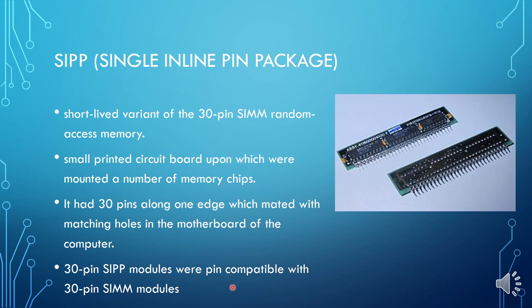This is SIPP. You can see there are also a number of pins on SIPP, single inline pin package, and the previous was dual inline pin package. In this, only one line of pins is available. It was a short-lived variant of 30 pin SIMM random access memory, a small printed circuit board upon which a number of memory chips were mounted. It had 30 pins. 30 pin SIPP modules were pin compatible with 30 pin SIMM modules.